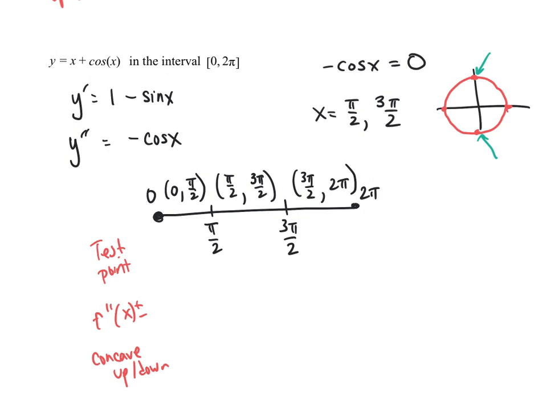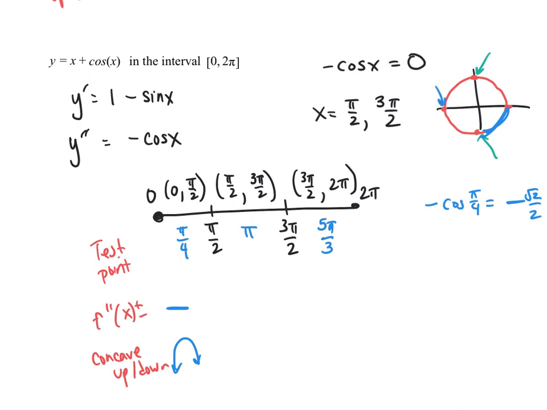So what are some good test points between 0 and pi over 2? I don't know, what about pi over 4? And then between those two, I'll do pi, and then between these two, maybe I'll do 5 pi over 3. Some angle over here in quadrant 4. So now I'll plug it into the second derivative, so I have negative cosine of pi over 4. So you can use the unit circle, you can use your calculator. It's negative radical 2 over 2. So that's negative. So it's going to concave down in that region.